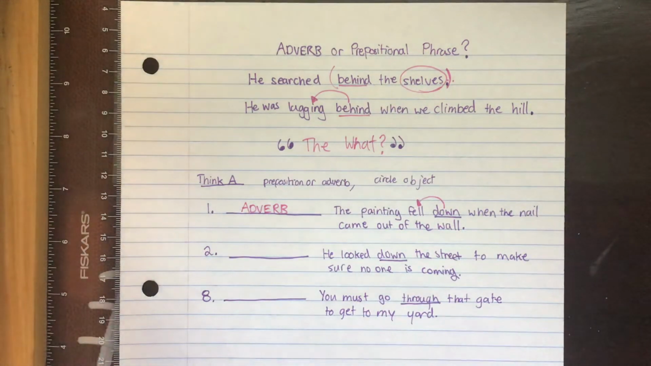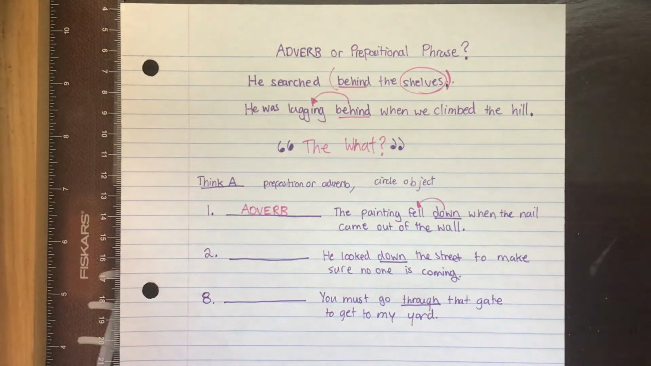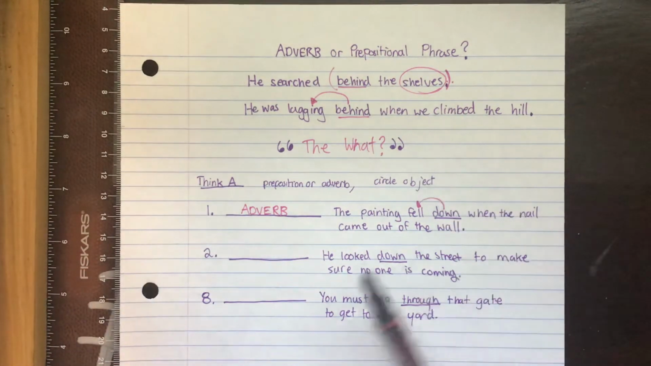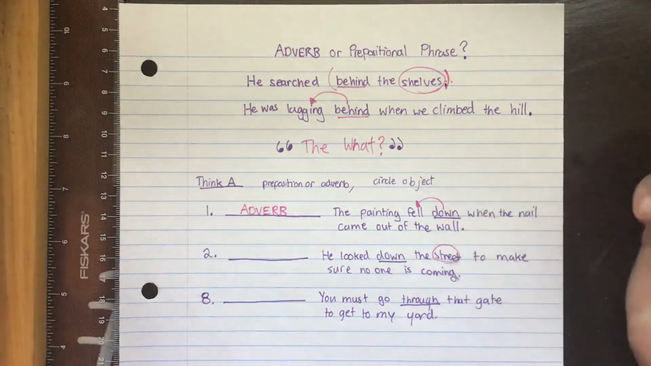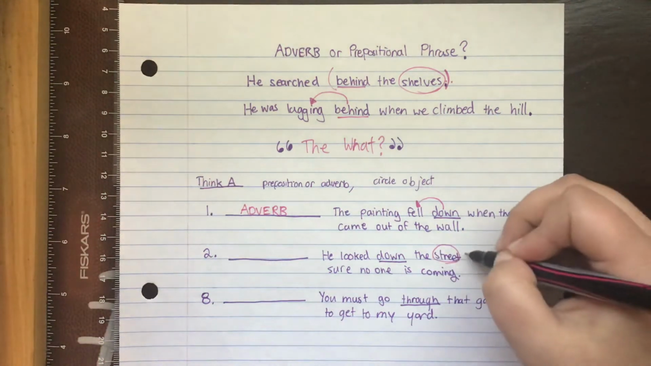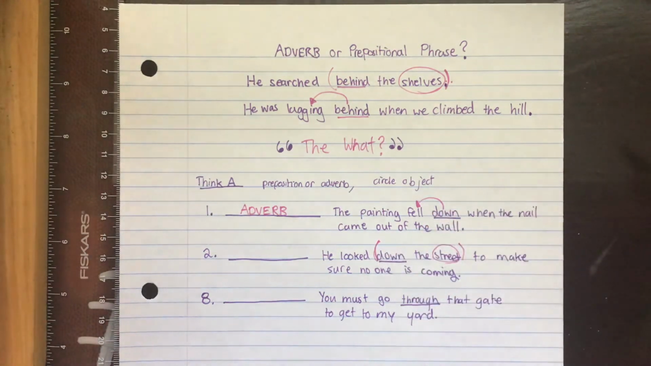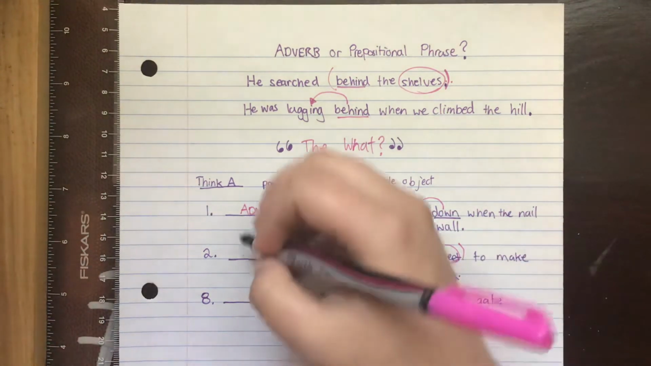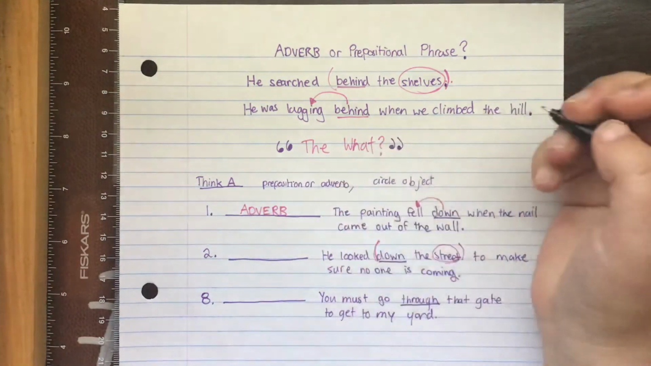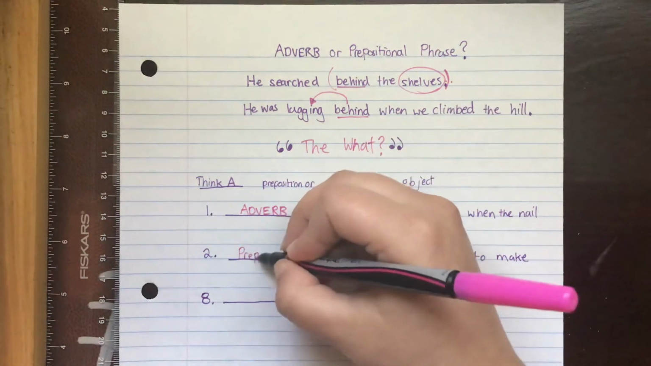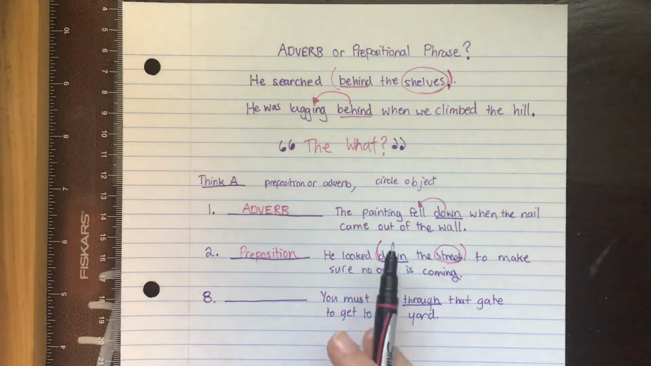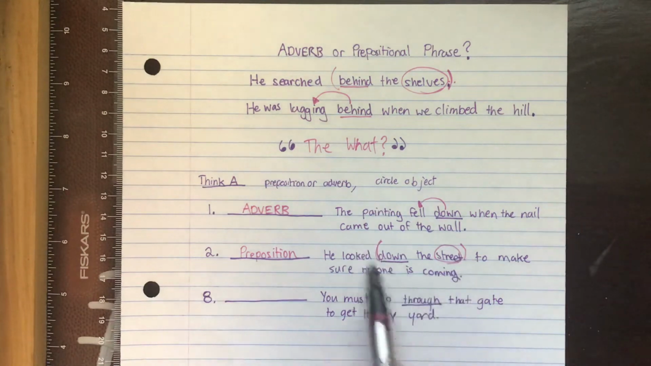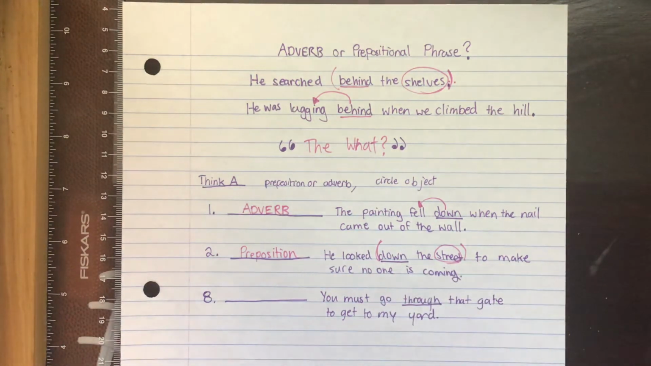Let's look at the next one. He looked down the street to make sure no one is coming. So once again, we use our question. He looked down the what? Oh, the street. The street must be the object. And if that's the object, I'm going to put brackets around it. That becomes a prepositional phrase. So over here, I'm going to write prepositional phrase, or in this case, preposition, because that fits on the line, and prepositional phrase is really long. You might not be able to fit that one on the line. So all you have to do for these ones is circle it, but I'm just getting used to drawing those brackets too, because that's what a prepositional phrase looks like.